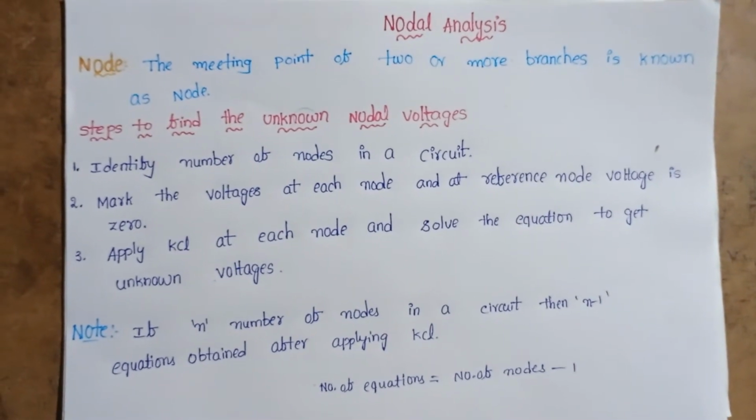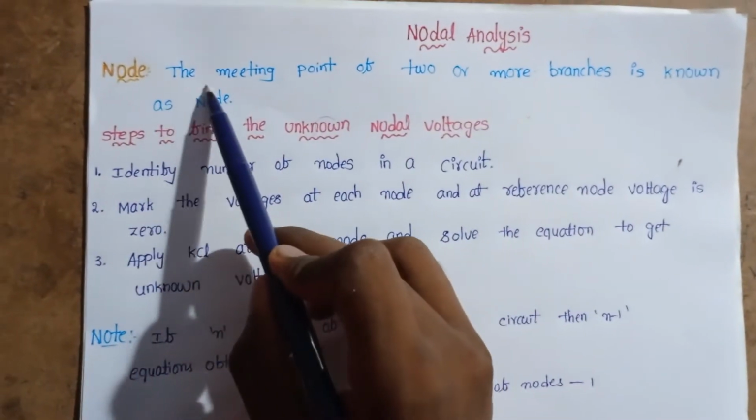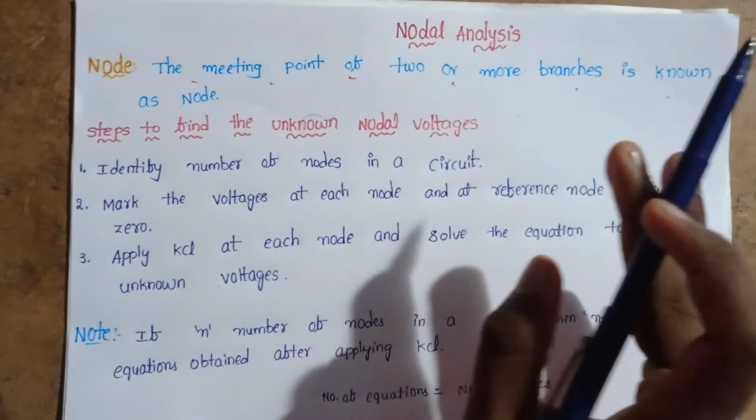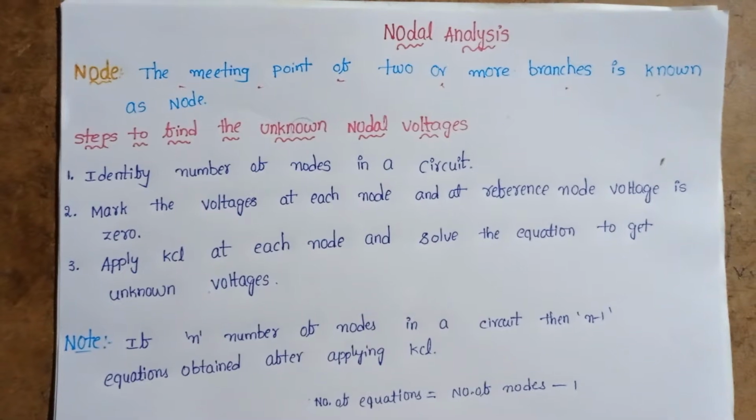In my previous video I already discussed node. A node means the meeting point of two or more branches. Simply remember, the meeting point of two or more branches is known as a node.